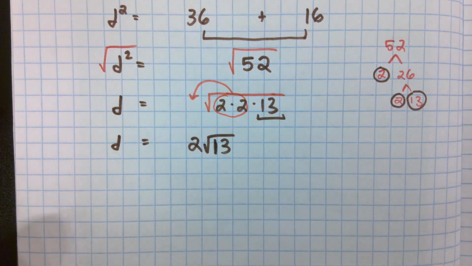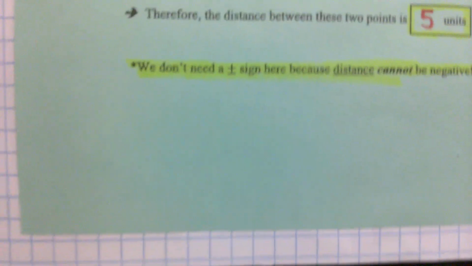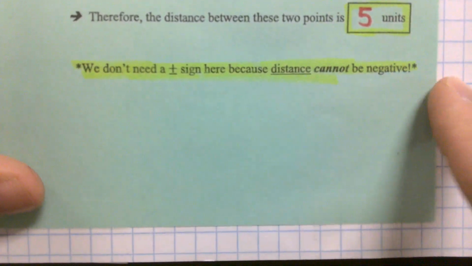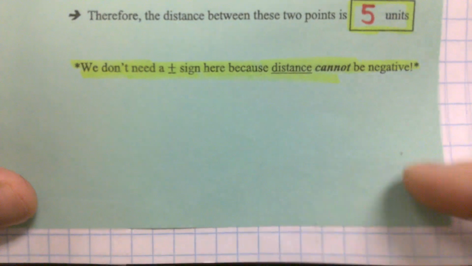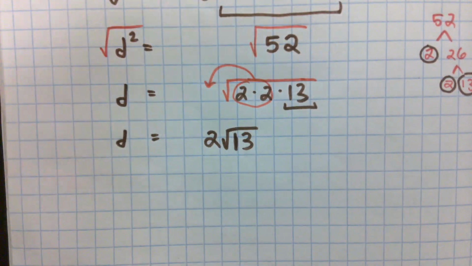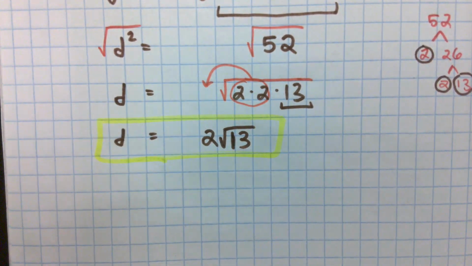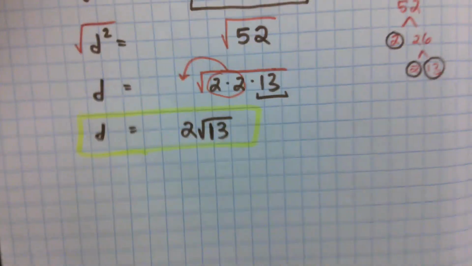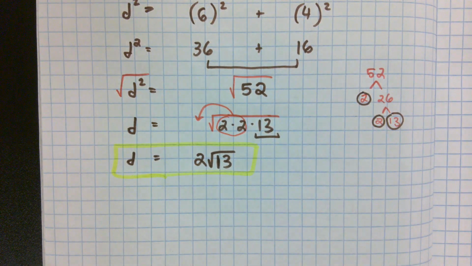Do we need a plus or minus sign here? No. Why not? Because distance cannot be negative. We just highlighted it on the front. We do not need a plus or minus sign right now because distance cannot be negative. D is equal to just 2 root 13. Not plus or minus 2, just 2 root 13.